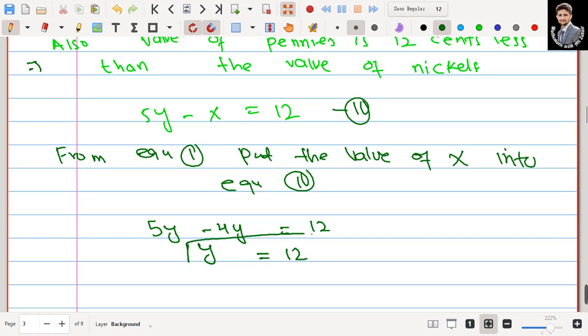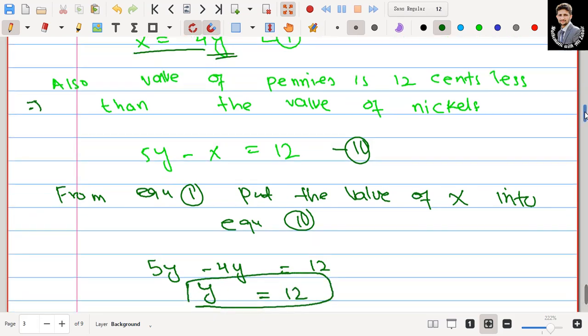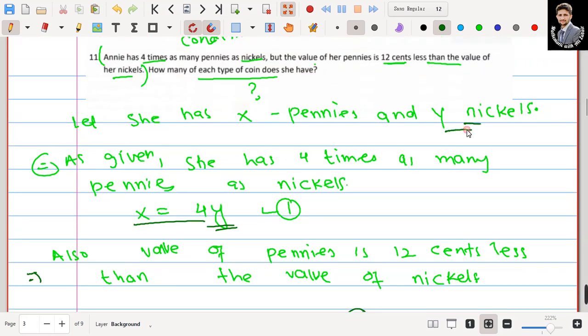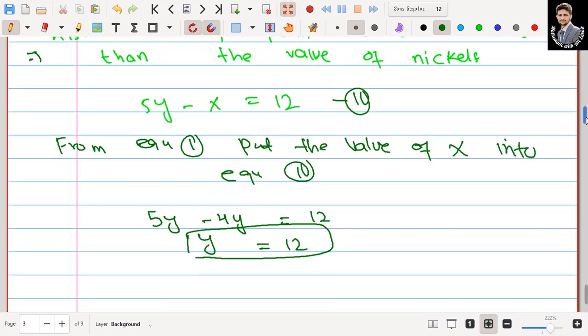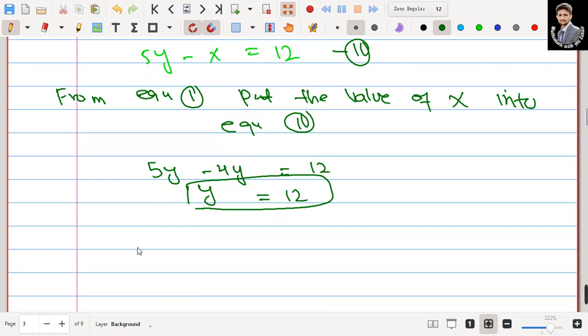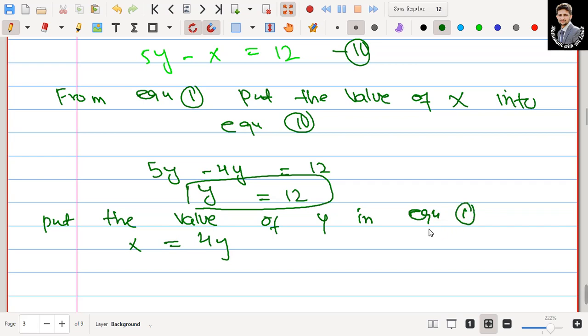So what is my y? y is simply your number of nickels. So she has 12 nickels. To find the value of x, x is equal to 4y from equation 1. Put the value of y in equation 1. You can also put this in equation 2. You can also set up an equation by multiplying any of the equations with any number, and put the value of y in any equation.